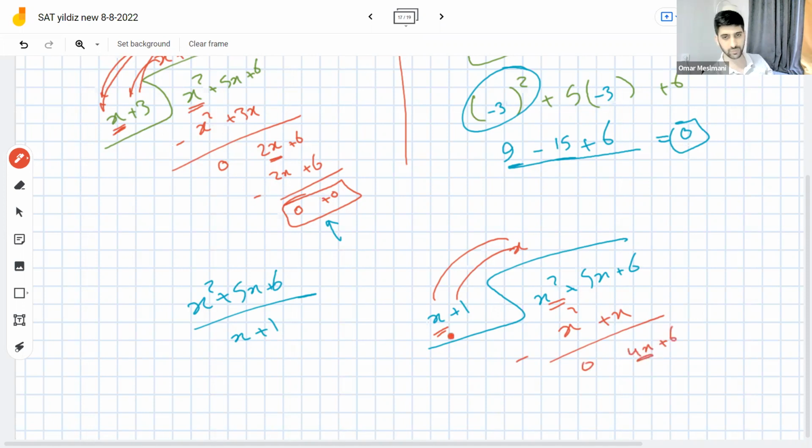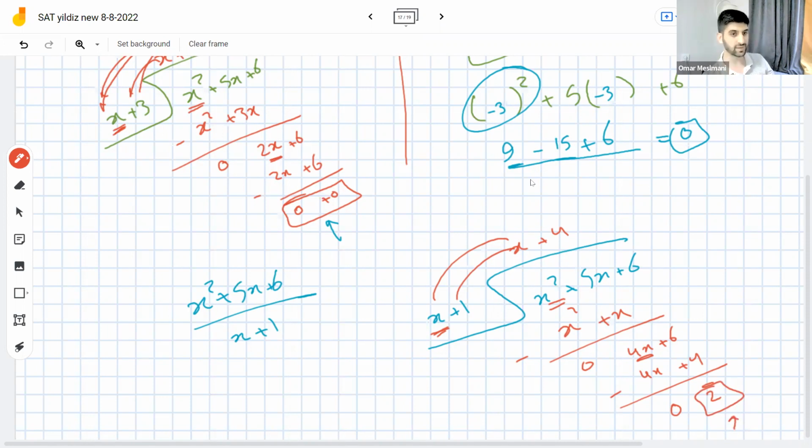Then I will take the first with the first, I have a 4. 4 times x is going to be 4x. 4 times 1 is going to be 4. You subtract, you get a 0, and you get a 2. Now, what is your remainder? My remainder is 2. Do I have a faster way to find this 2?